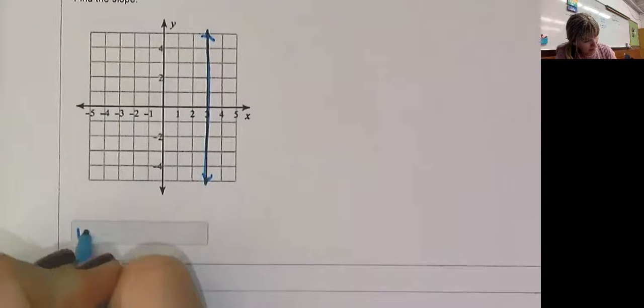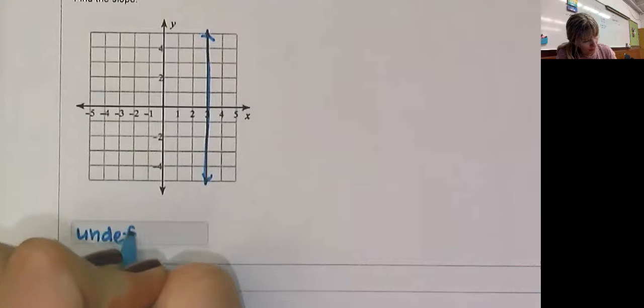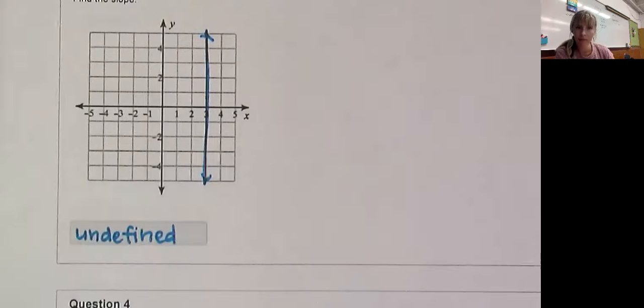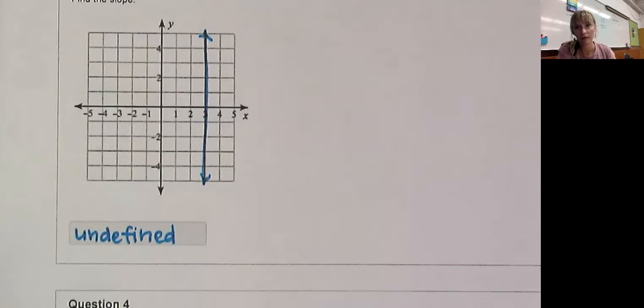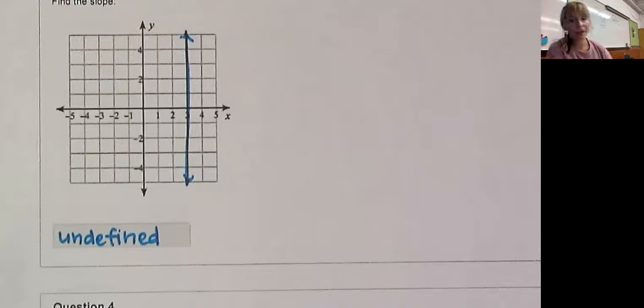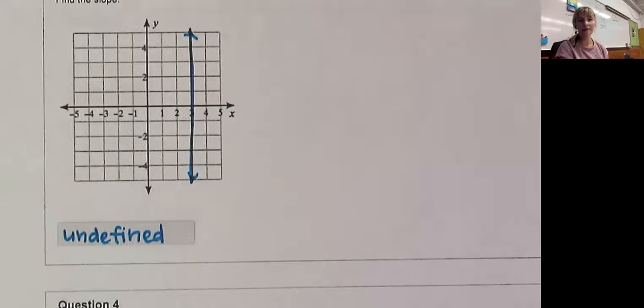That means in this we should just type the word undefined. If you didn't spell it correctly, then Canvas marked it wrong. That's an extra bonus because spelling in math is just as important as spelling everywhere. But that's an undefined slope, vertical, undefined.